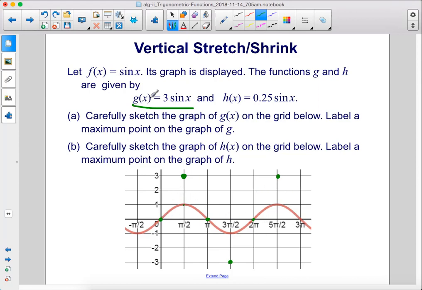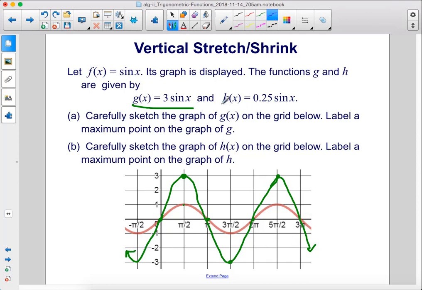So this graph, g of x, looks something like this. I'm not very good at drawing, but this will have to do for now. Alright, so here is g of x.